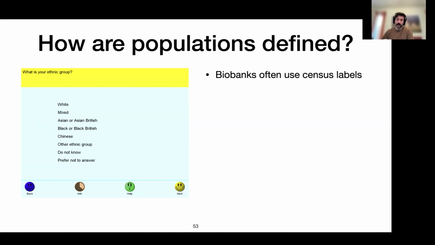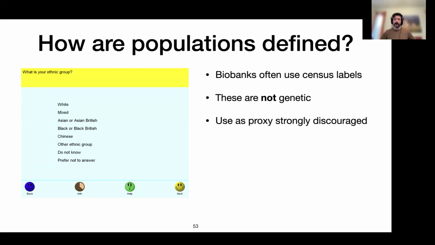So where did these come from? These are basically census labels. So I think this is from like the 2001 UK census or something like that. But these are not genetic labels. These are just administrative data labels that have been around forever, and they got pulled into the questionnaire and they started getting used. Their use as a proxy for genetics is very strongly discouraged because they're just not accurate.